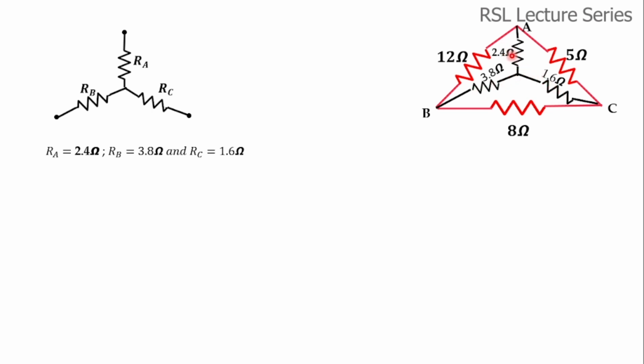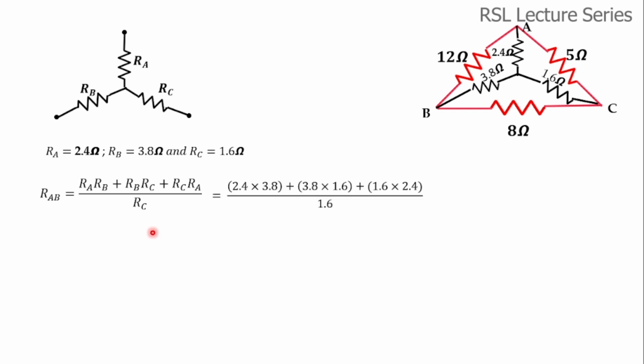So now this is RA. RA value is equal to 2.4, and this is RB, the resistor connected to terminal B. RB is equal to 3.8 ohms, and this is RC. RC is equal to 1.6 ohms. Now we have to find RAB, RBC and RCA. We already know the formula and discussed it. We have to remember the sequence: RA RB plus RB RC plus RC RA divided by RC. Here C is missing, so divided by RC.